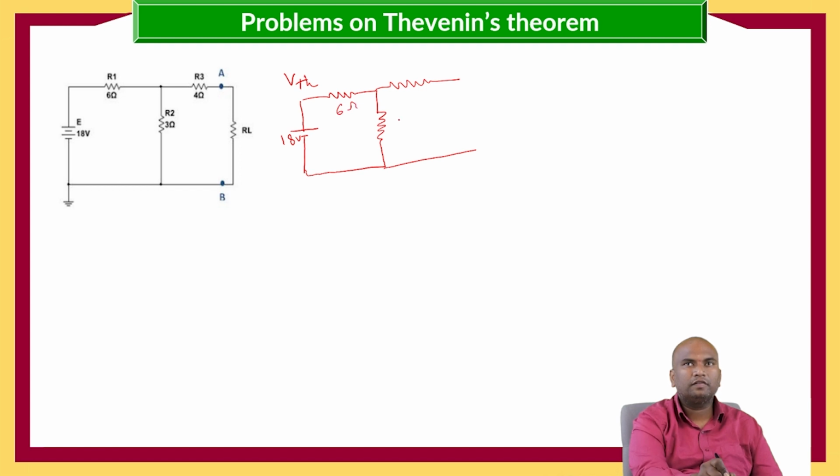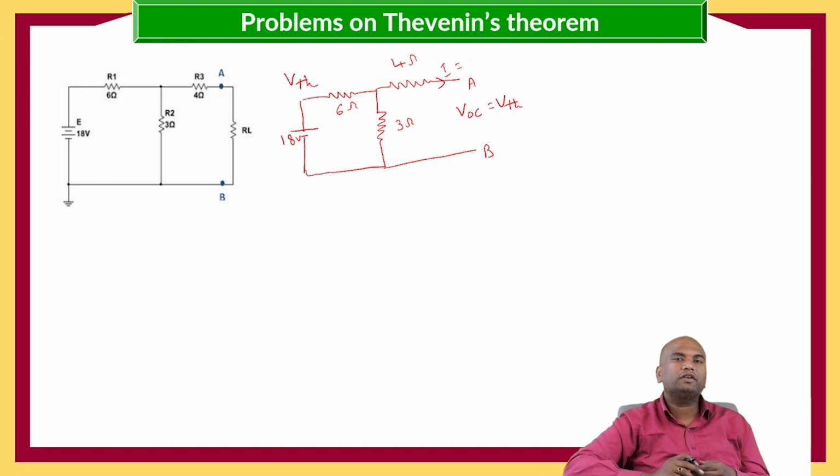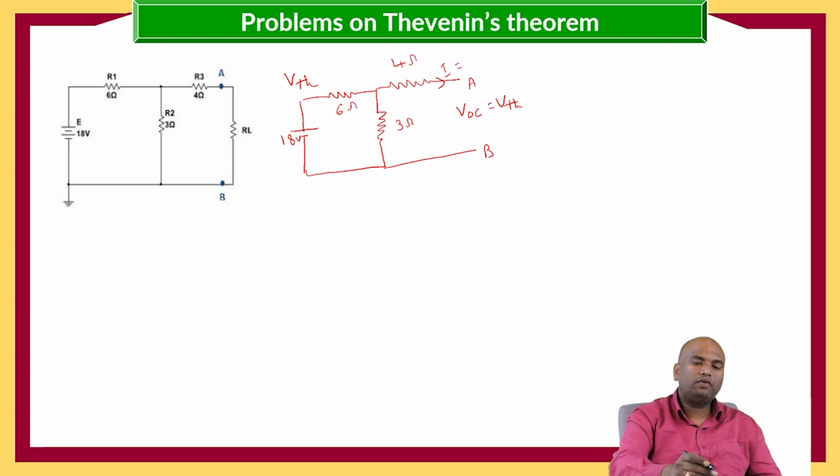Six ohms, 3 ohms, 4 ohms. This is A and B. So here the load resistance is open circuited. Now we need to calculate the open circuit voltage VOC, that is nothing but the VThevenin. Here when it is open circuited, is there any current flowing through the 4 ohm resistance? No, because in an open circuit no current will flow.